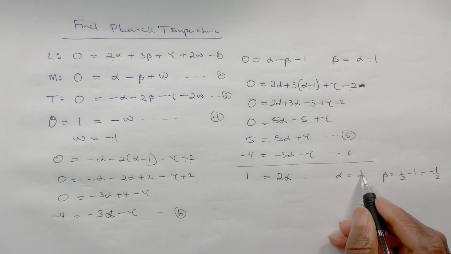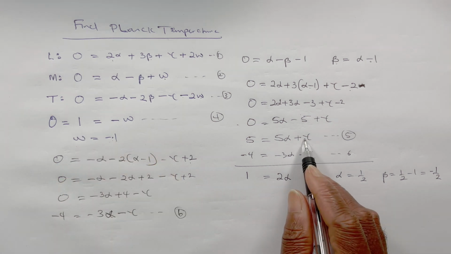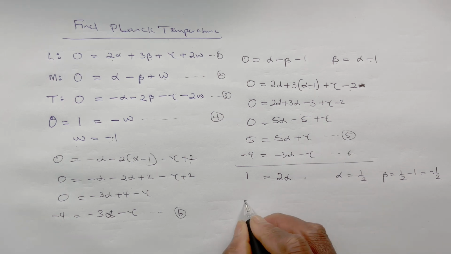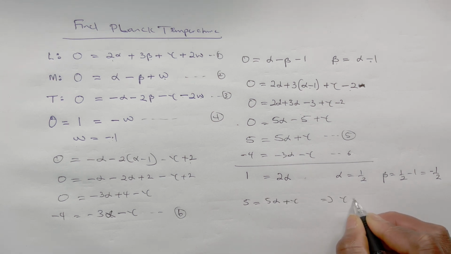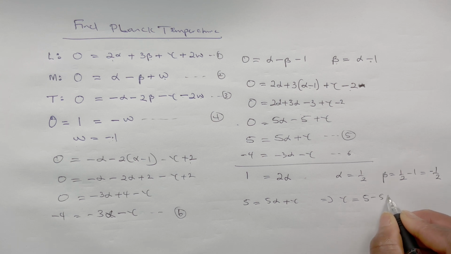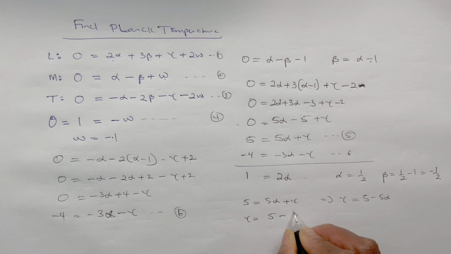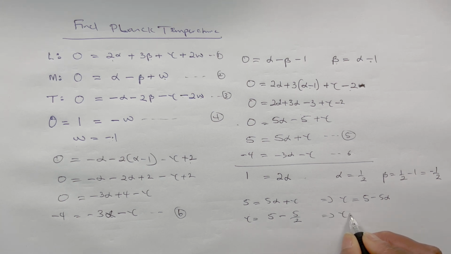Beta is minus a half, alpha is a half. What is gamma when omega is 1? If I come back here or there, whichever one I choose, let's choose this one, equation 5. We know that 5 equals 5 alpha plus gamma, which implies that gamma equals 5 minus 5 alpha. We know what alpha is, so gamma will be 5 minus 5 over 2, which implies that gamma equals 10 over 2 minus 5 over 2. This is 5 over 2 for gamma.